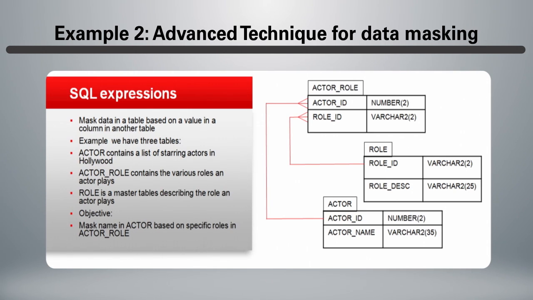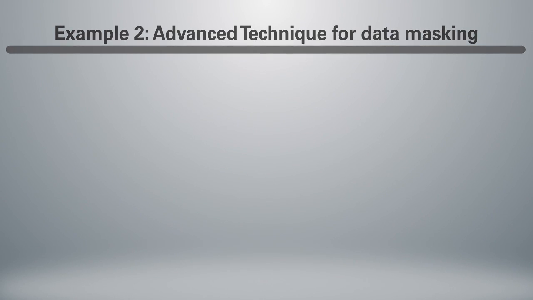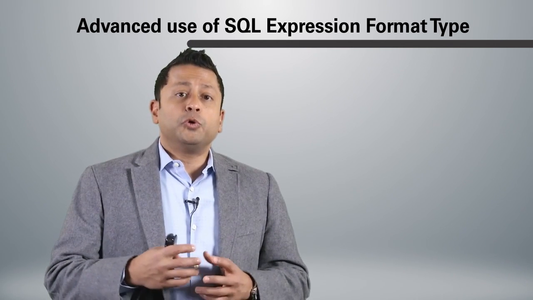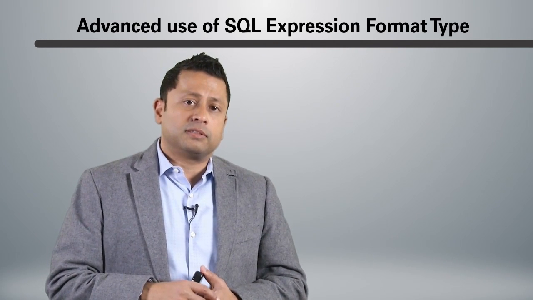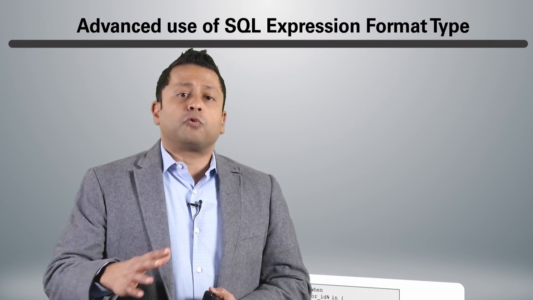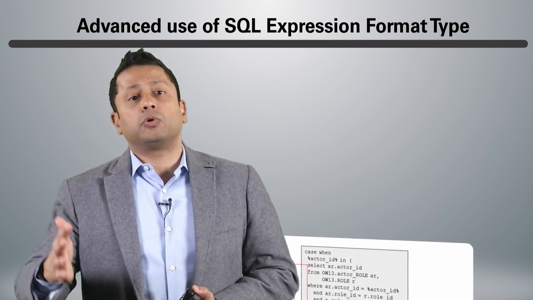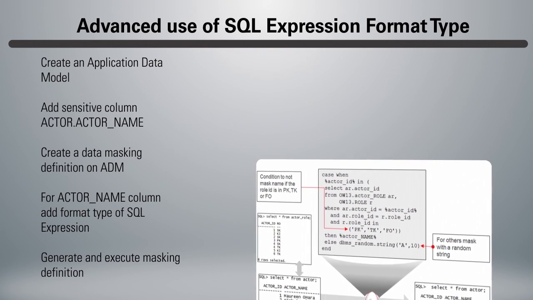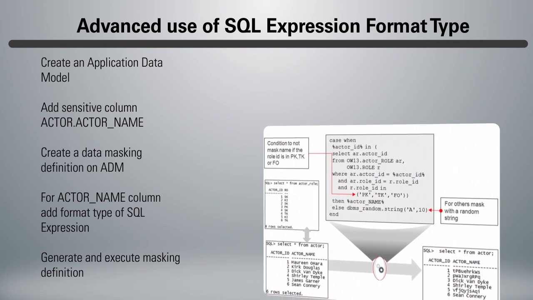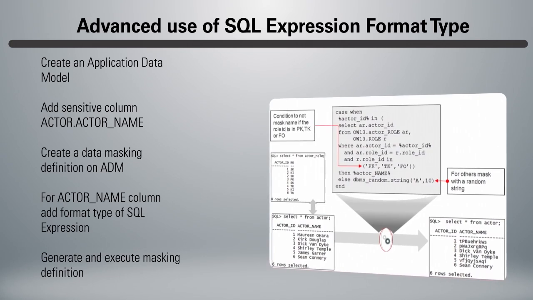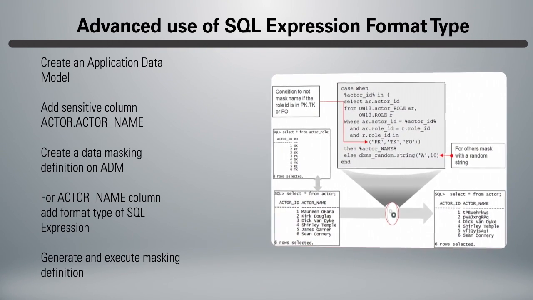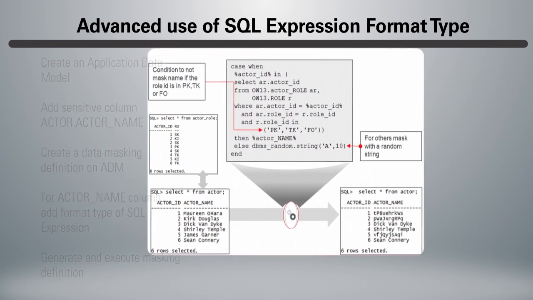So in this case, the actor name was masked based on an actor role, and depending on what type of masking was utilized in the actor name. Here you can see the actual code that was used. You can define case expressions within data masking to format your masks, to format your sensitive data. You don't need to just replace every single column row with a blank or a fixed number.